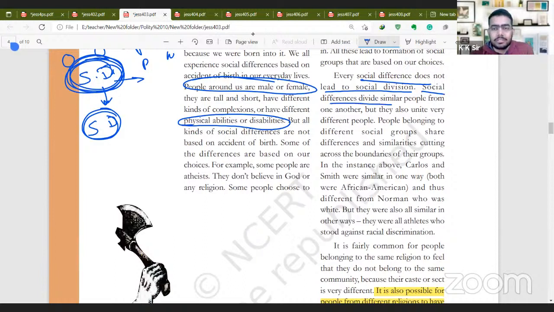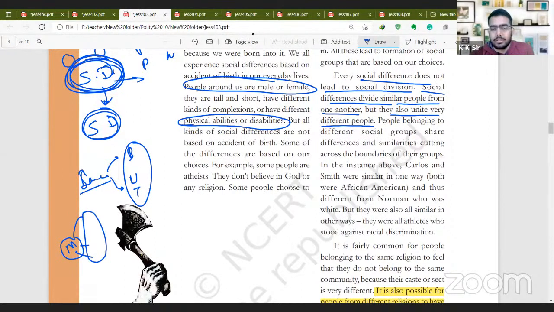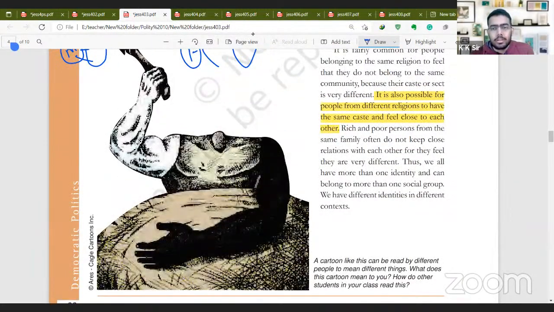Social differences divide similar people from one another, but they also unite different people. Social differences also bring unity, for example people following the same religion. Now you see, a Hindu, whether he is in Bihar or UP or in Tamil Nadu, can feel united. Social differences can create unity. Muslims anywhere in the world feel united. Because of social differences, women, rich or poor, black and white, can feel united. So, social differences can also lead to unification. It's possible for the people of different religions to have the same caste and feel close to each other.